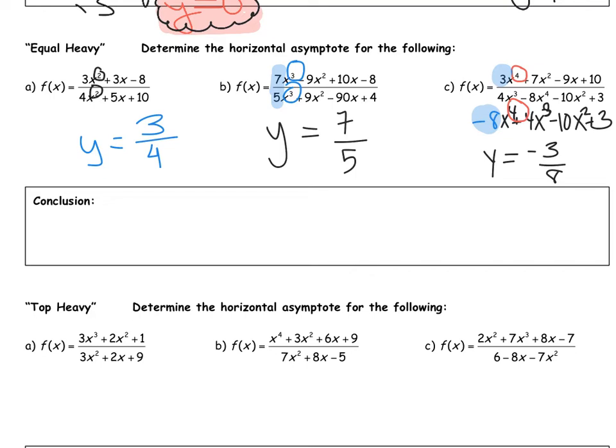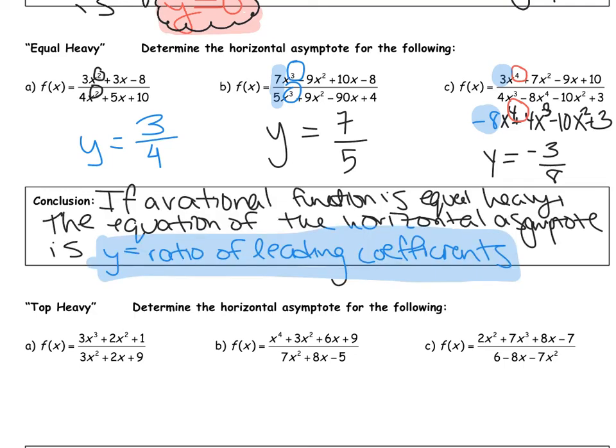Our major conclusion here is that if a rational function is equal heavy, the equation of the horizontal asymptote is y equals the ratio of the leading coefficients. I'll write that down so that you have it. If you want to, pause the video here and write down this information. Now lastly, we're just going to move on to top heavy, and then you will actually be able to practice some of this.